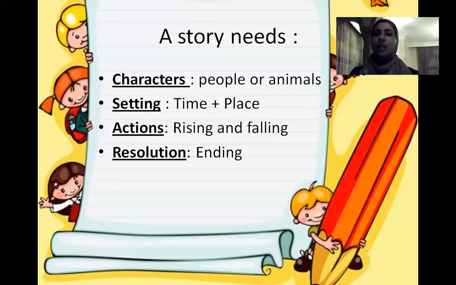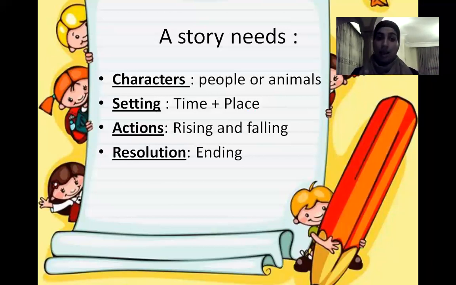All the stories in the world have elements. We call them elements. And stories need 4 elements. They need characters, and the characters can be people or animals. So you can read a story about people, or about animals that talk in the story. And you also have the setting. Remember when we said that the setting is time and a place.